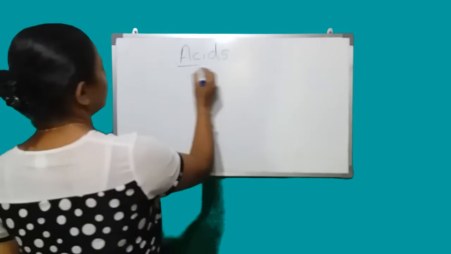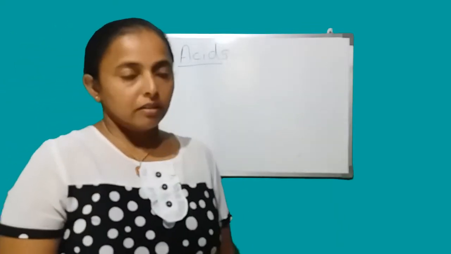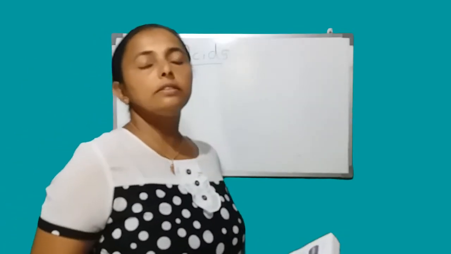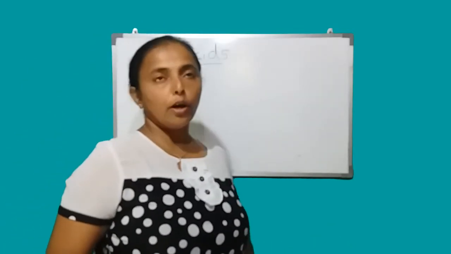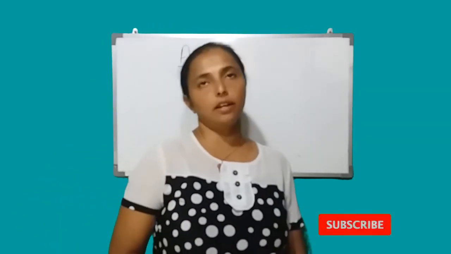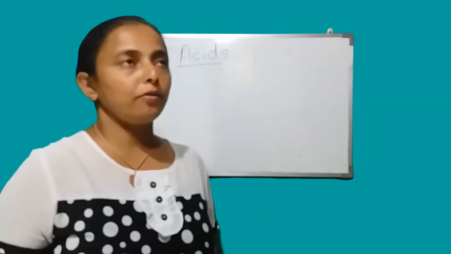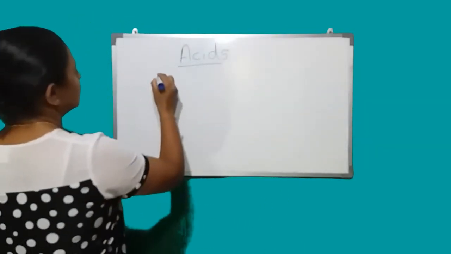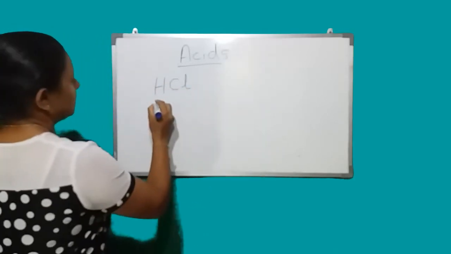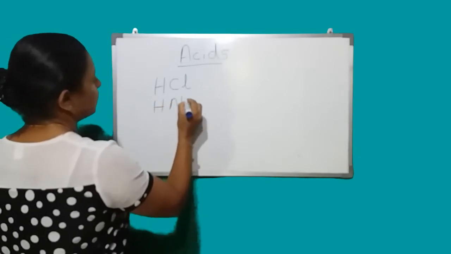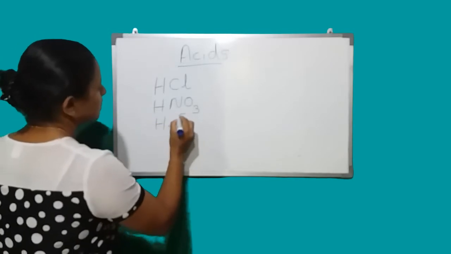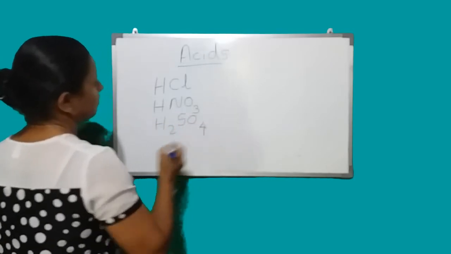Acids. In the laboratory, you know, there are 3 types of acid: hydrochloric acid, nitric acid and sulfuric acid. The formulas of those acids are HCl, hydrochloric acid, HNO3, nitric acid, H2SO4, sulfuric acid.